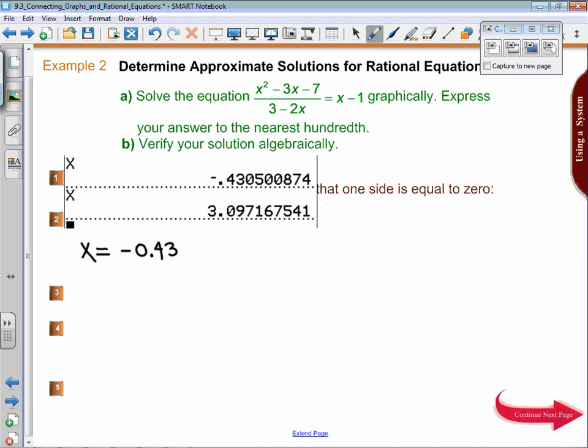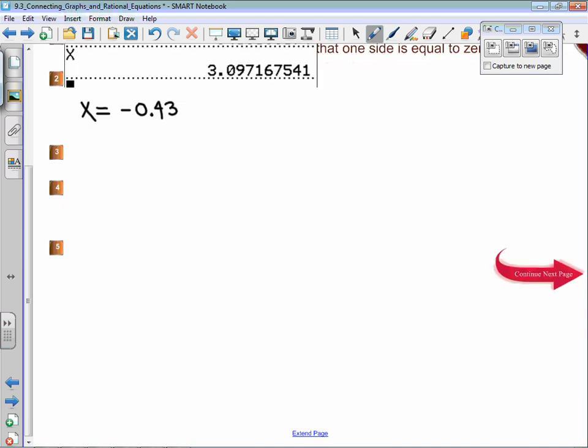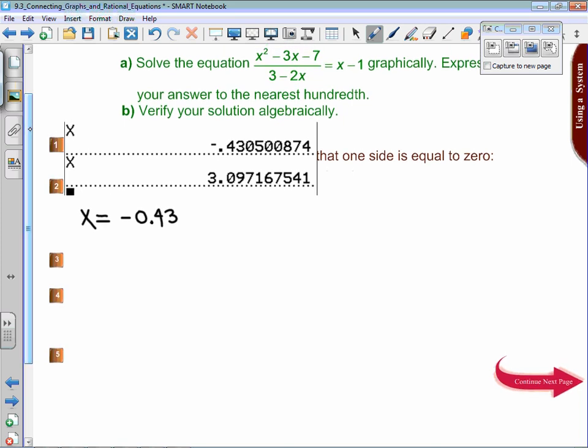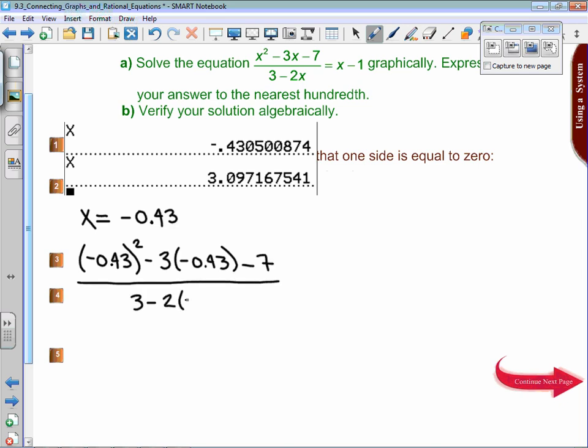Because I've rounded that number, there's no expectation that I'm going to get exactly the same number on either side, but there is the expectation that they should be accurate to the nearest hundredth. So the way that I'm going to verify this, I went a little too far there, is I'm going to take that value of x and substitute it in for the x's in the original form. So I'm going to check if negative 0.43 squared minus 3 times negative 0.43 minus 7, all divided by 3 minus 2 times negative 0.43, is equal to negative 0.43 minus 1.